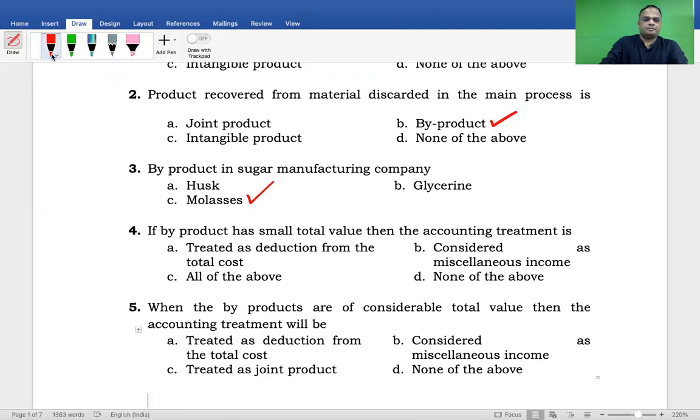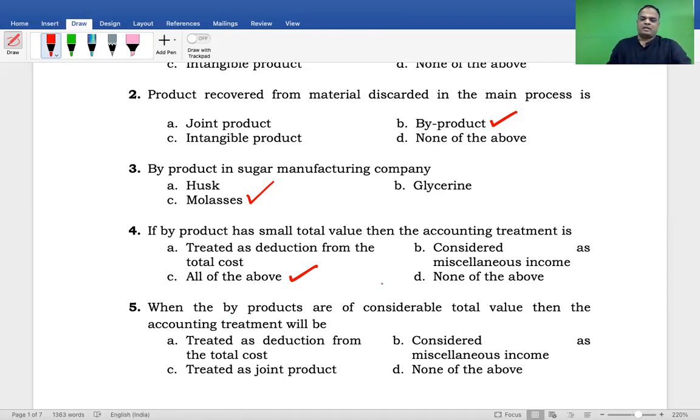Then, if the byproduct has a small total value, the accounting treatment is: deduction from the total cost, considered as miscellaneous income, all of the above, none of the above. A and B are correct, therefore all of the above.